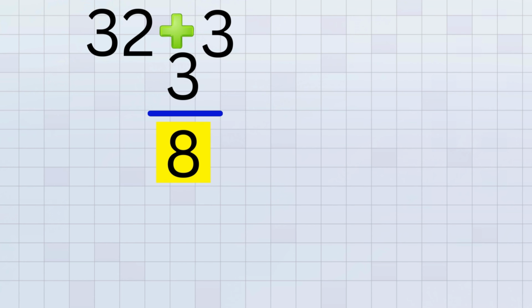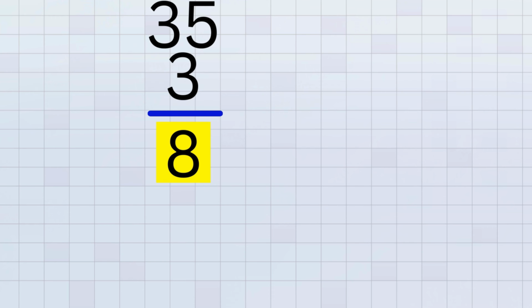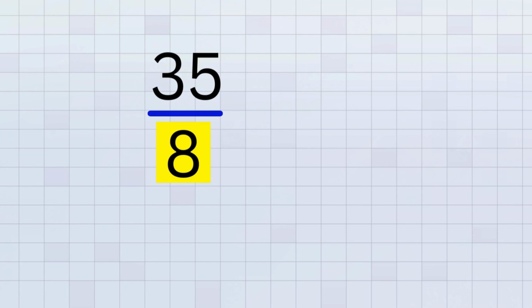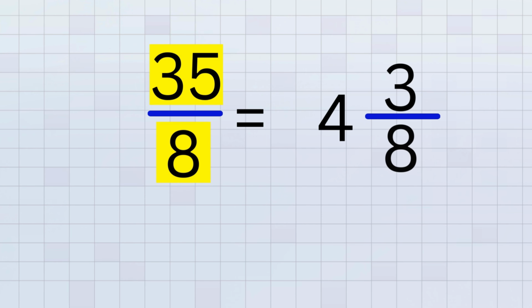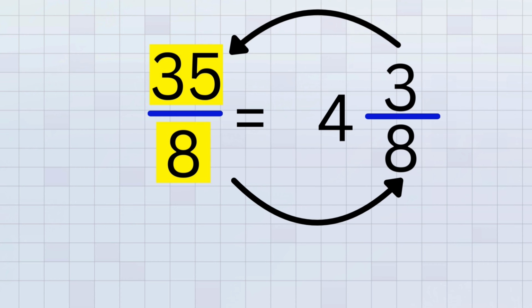Let's try 4 3/8. Multiply the denominator, 8, by the whole number, 4. 8 times 4 equals 32. Now add the numerator, which is 3. 32 plus 3 equals 35. That becomes the new numerator. The denominator stays 8. So 4 3/8 is the same as 35/8.